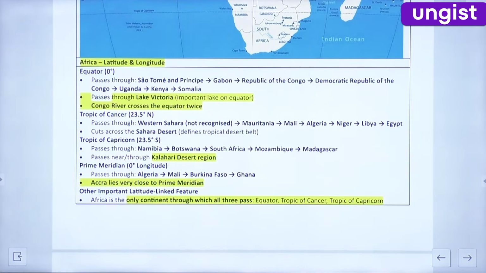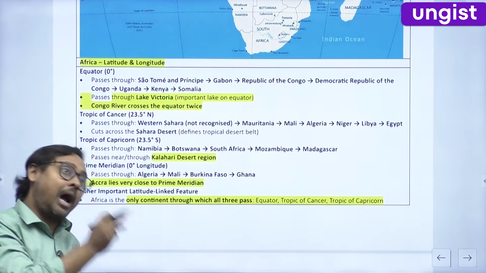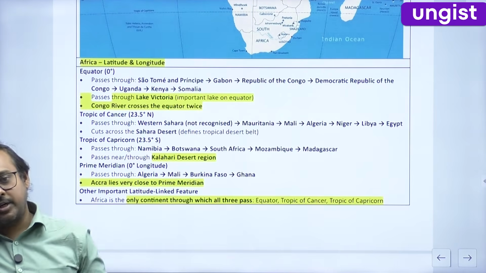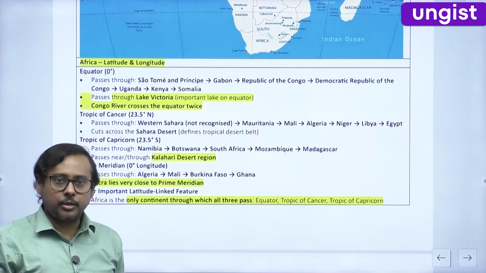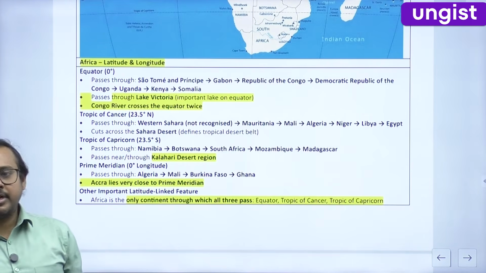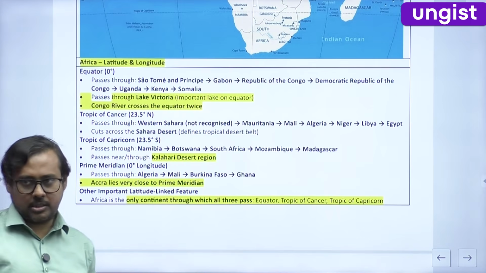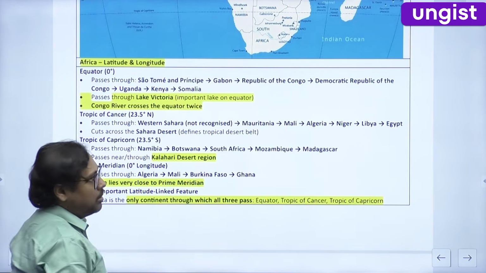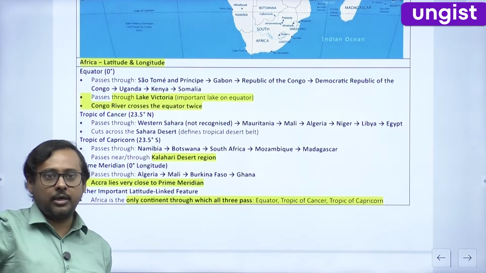Okay, this is very important, and if we miss this, UPSC might ask a question. UPSC had asked a question; this is a PYQ. We read about latitude and longitude, but we forget about the prime meridian, 0 degree longitude. In Africa, there are 4 countries through which the 0 degree longitude passes: Algeria, Mali, Burkina Faso, and Ghana, right? These are the 4 countries.